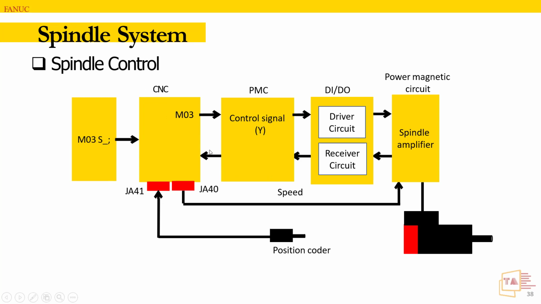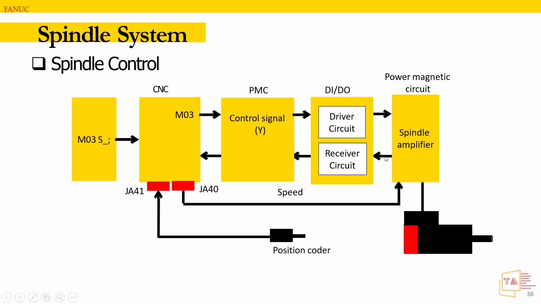Now we have a different type of spindle control. Now I want to monitor the position of the spindle. At that time the circuit will vary. This is also one type of spindle control. We are giving the same command M03 S1000, and the CNC is getting that command. Through JA40 the speed is directly sent to the spindle amplifier, but the M03 command is given to PMC and DIDO and to the spindle amplifier.